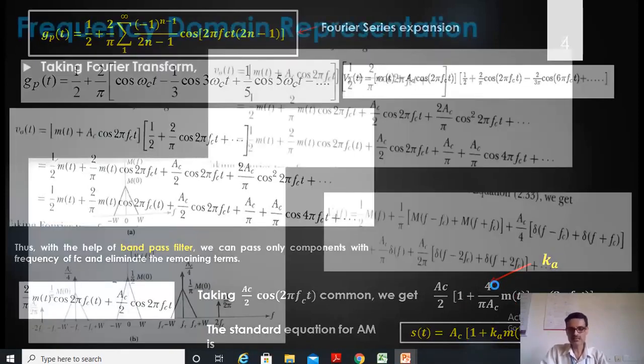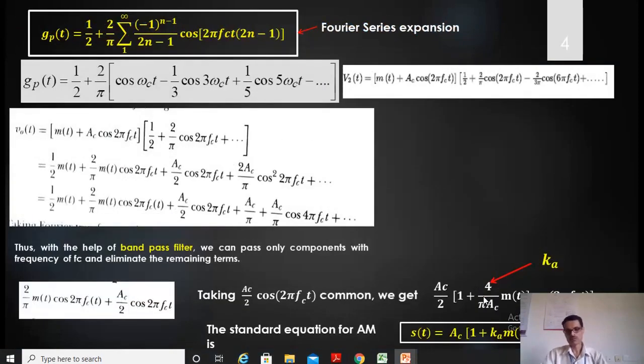Now I will compare this equation. Okay, so I will compare this equation with the standard equation of AM, because finally we have to cross check whether we have got this double sideband full carrier signal or not. That is conventional AM signal. So I have taken a standard equation of AM, conventional AM. I will compare this with this equation which we got in the output of the band pass filter.